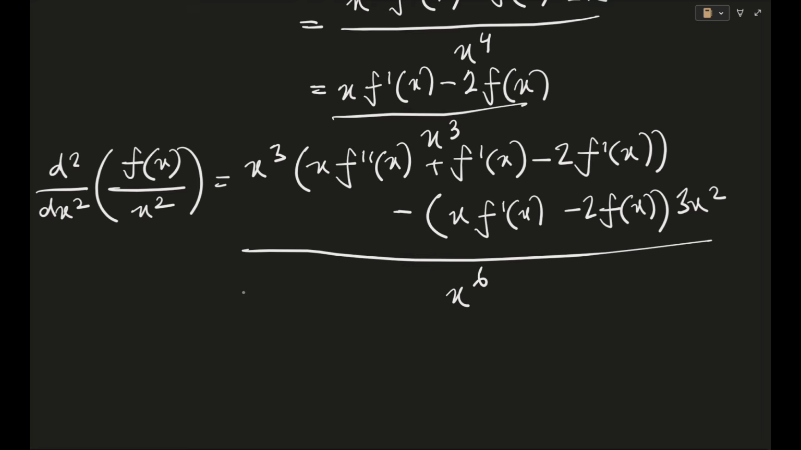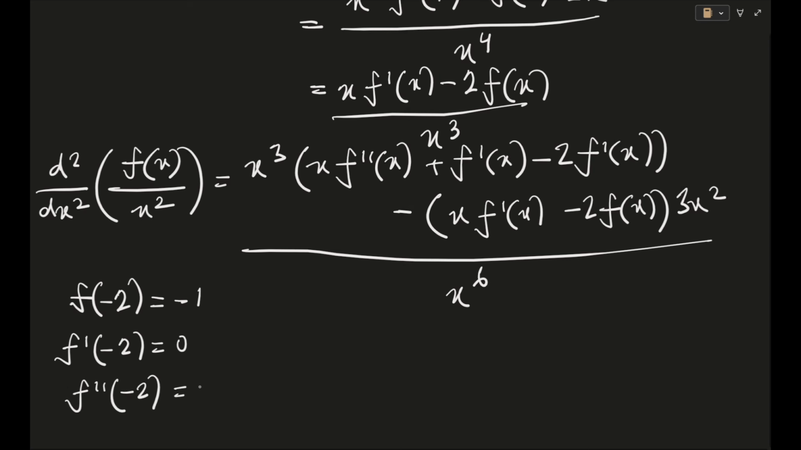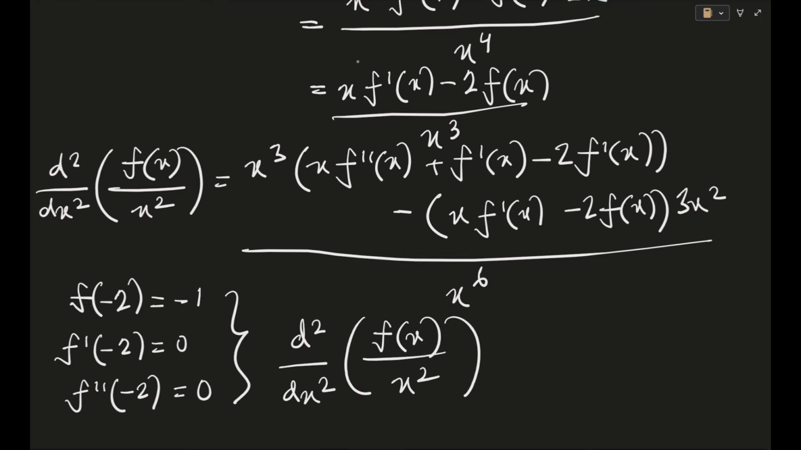Okay, so guys, you will need a lot of values here. You have to calculate f of minus 2. I have calculated them all, so don't worry. F of minus 2 will come out to be minus 1. F dash minus 2 will come out to be 0, and obviously f double dash minus 2 will also come out to be 0. So utilizing these values you have to put them in, and there will be a lot of calculation. So the final value of d2 by dx2 of f of x by x square, which was given to be equal to q, will come out to be minus 6 by 16 or minus 3 by 8. I have calculated all these values.